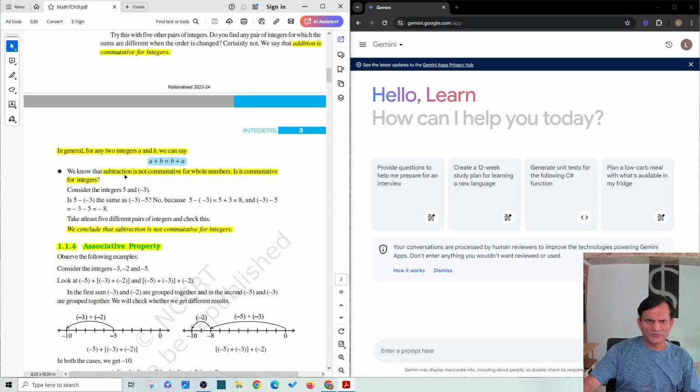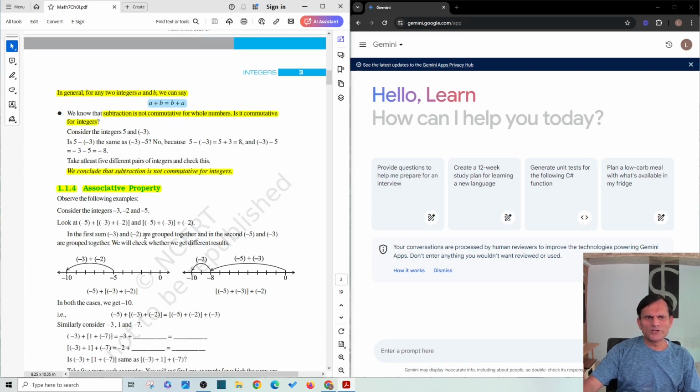But in case of subtraction, it is not commutative for whole numbers, and it is not commutative for integers. Why? Because suppose 5 minus 3 is not the same as 3 minus 5. If we reverse the integers, we don't get the same result. So we conclude that subtraction is not commutative for integers because we are not getting the same result.